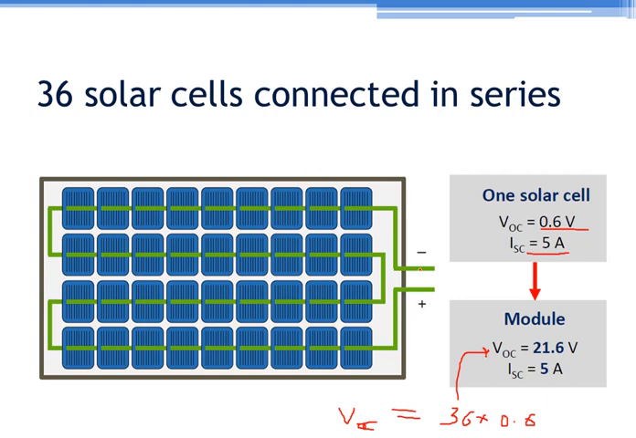And one more thing, in each cell the current is the same, so that's why the short circuited current ISC in this case is 5 ampere only.